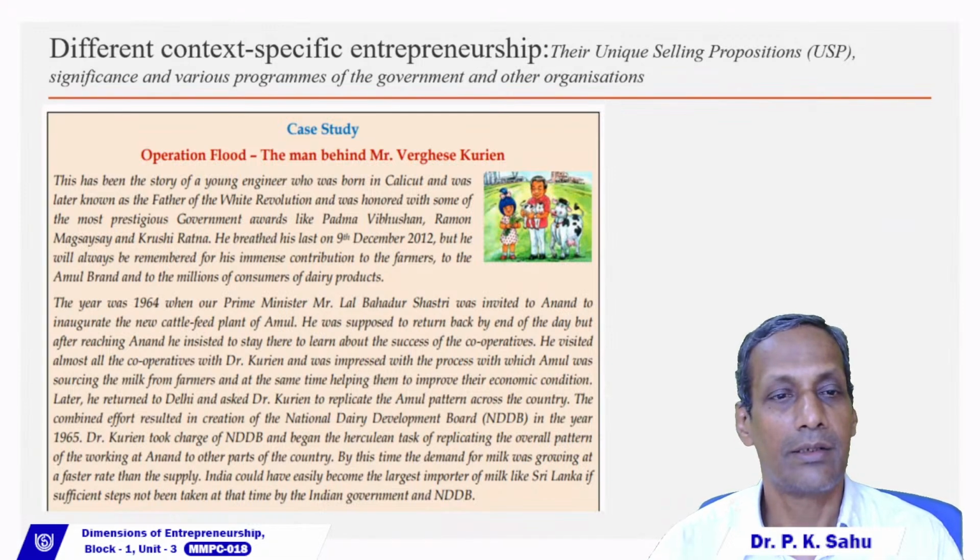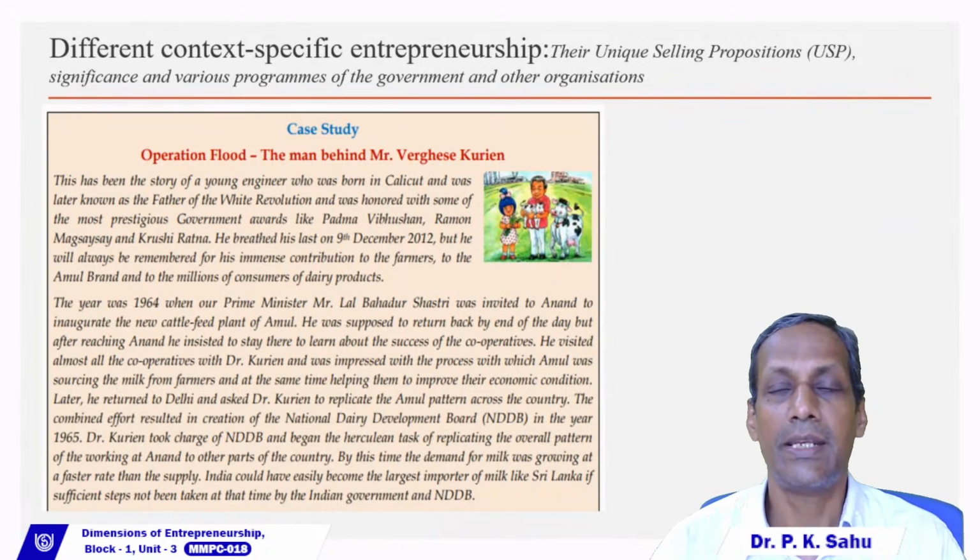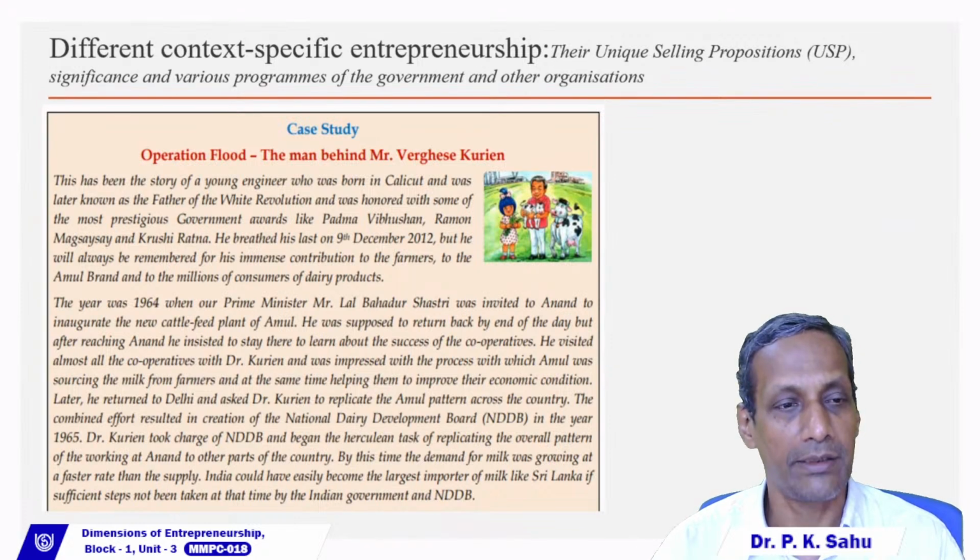Later, he returned to Delhi and asked Dr. Kurian to replicate the Amul pattern across the country. The combined effort resulted in the creation of the National Dairy Development Board, NDDB, in the year 1965. Dr. Kurian took charge of NDDB and began the Herculean task of replicating the overall pattern of the working at Anand to other parts of the country.